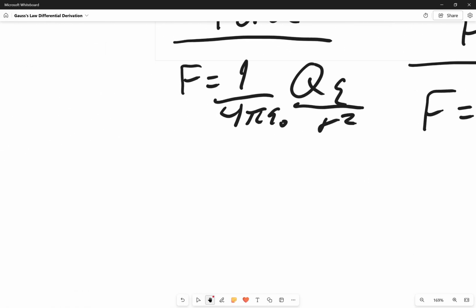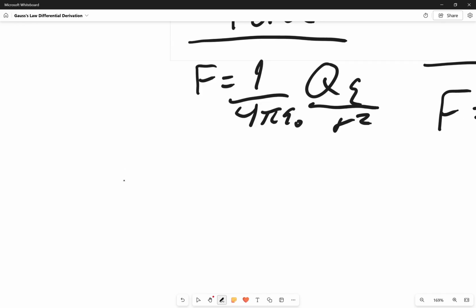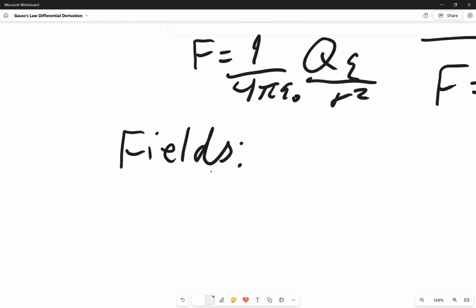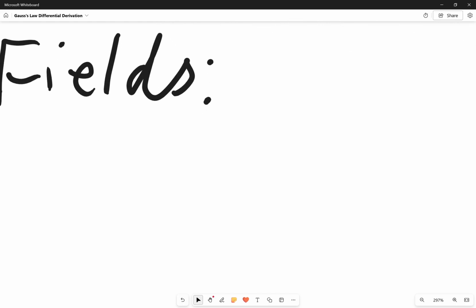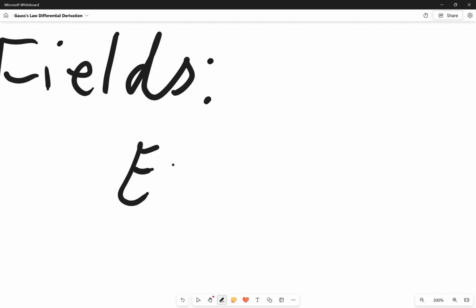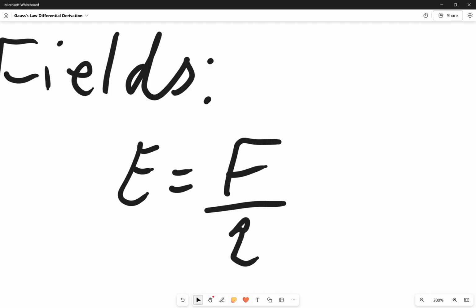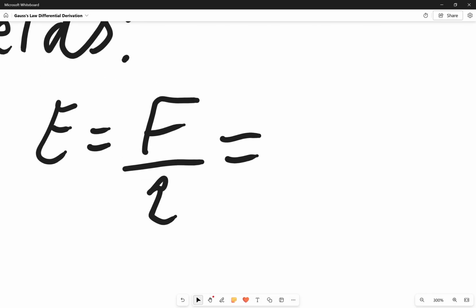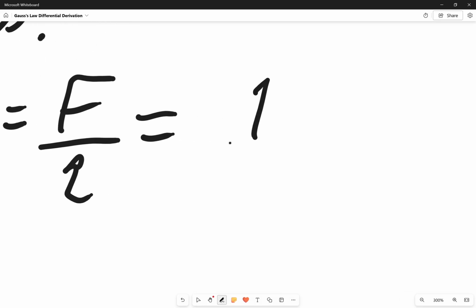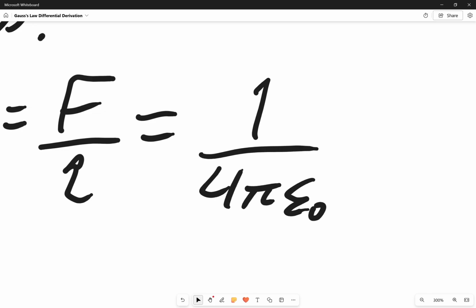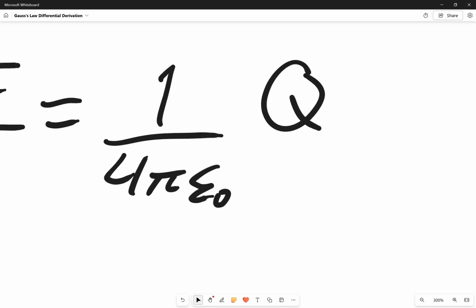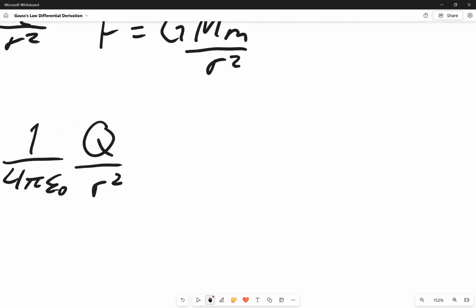Now we can follow with their fields. First, we can start with the electric field. And this will be force per charge. Now we'll be leaving the derivation with just a point charge. And next, we have the gravitational field.